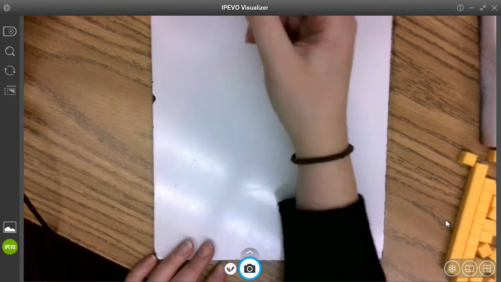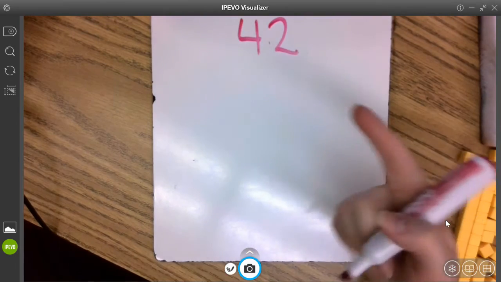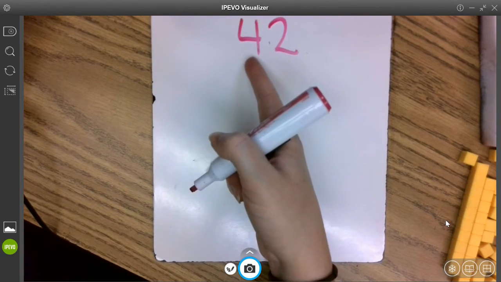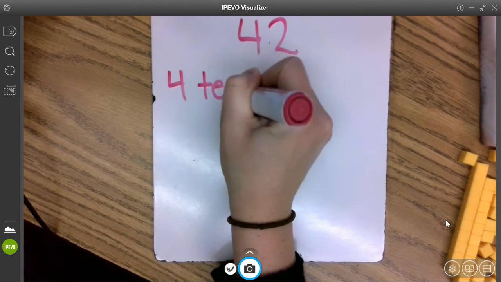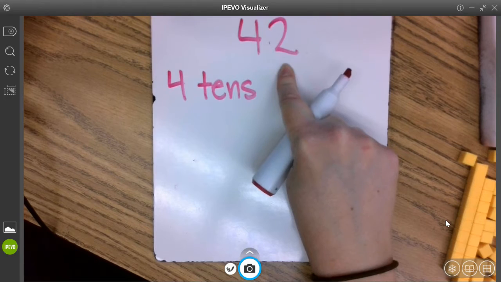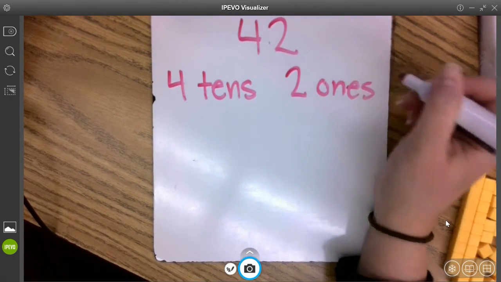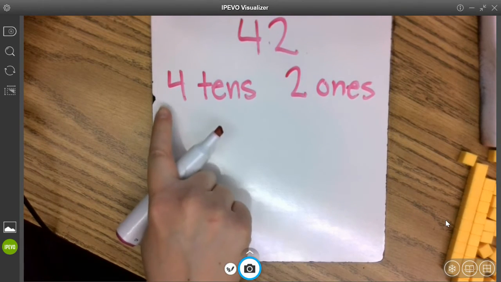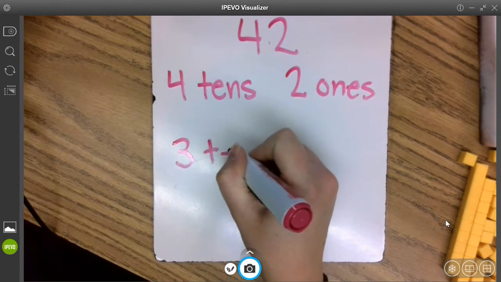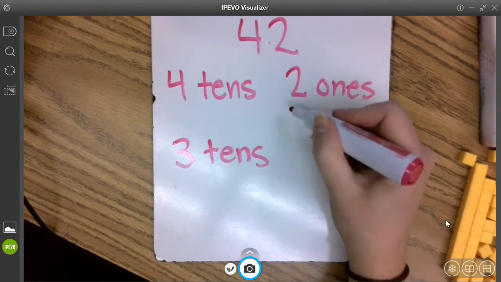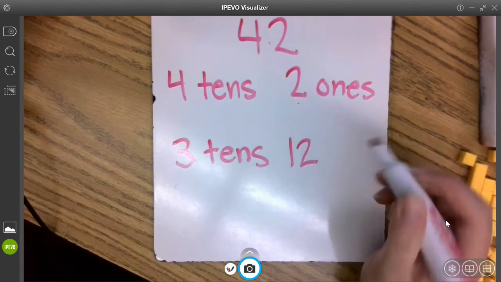Let's say I had the number 42. Okay, so first let's think what 42 means. 4 groups of 10, okay, 4 10s, and 2 ones, good. Okay, but what if I only have 3 10s? If I only have 3 10s, I need to make another 10 and keep my 2 ones.